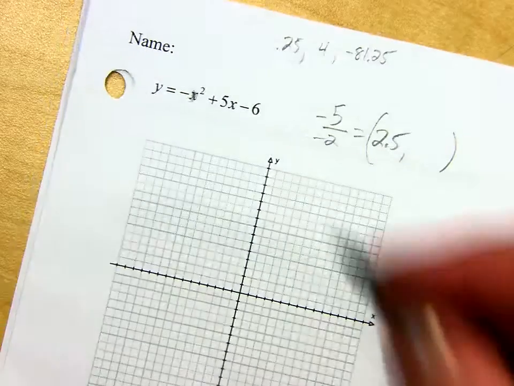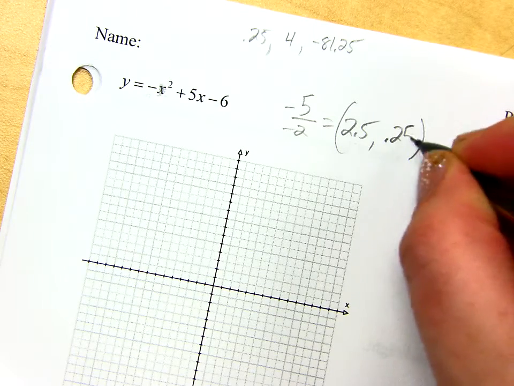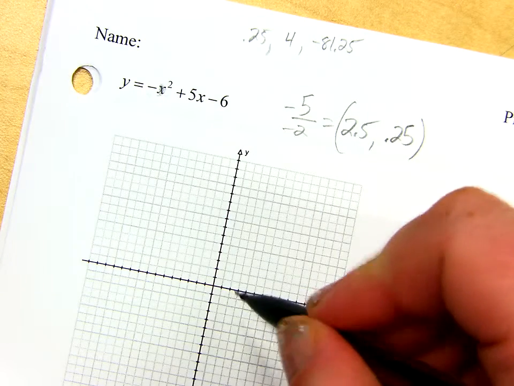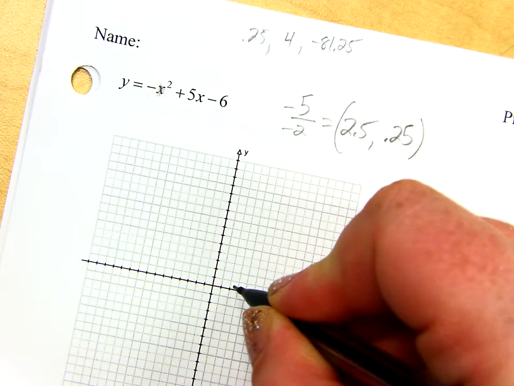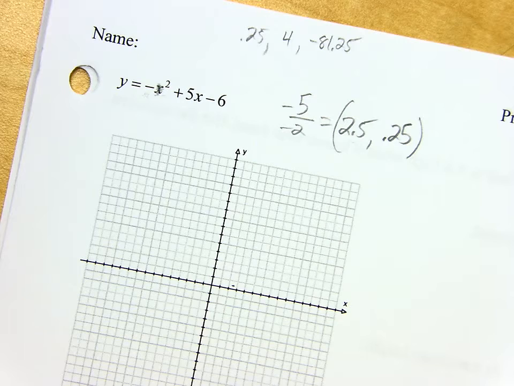So that is correct. So now I know where my vertex is. It's at 2.5 comma 0.25. So it's teeny tiny right there. It's going to be kind of hard for me to do the pattern since my vertex isn't at a nice point. So why don't we just go ahead and plug in some numbers.